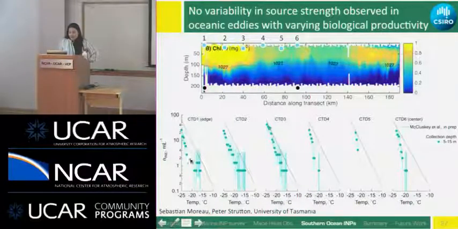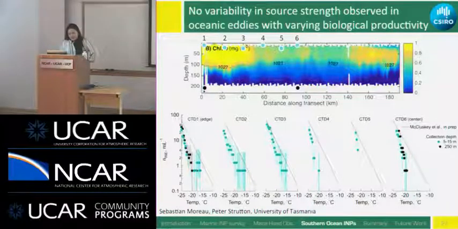And we do not see elevated INE concentrations associated with the elevated chlorophyll A part of this eddy. And we also don't see super depleted INE concentrations in the center of the eddy. In general, there's just not very much significant variability. And so then when we look at the deep ocean samples, again, we don't see any variability.